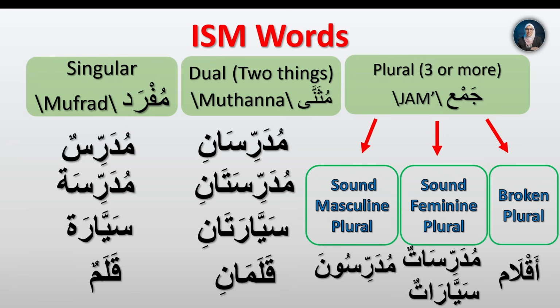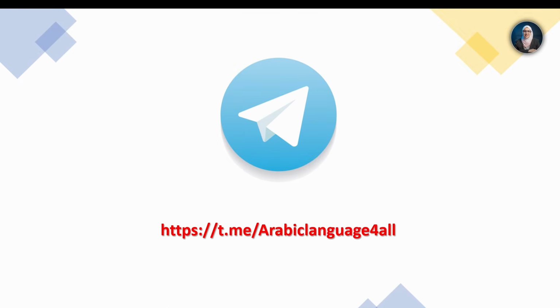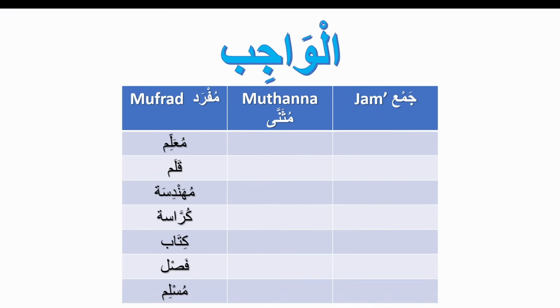And now it's exercise time, or الواجب. Answer الواجب and send it to our Telegram channel. The link for the channel is in the first comment below. Change the singular following words into dual and the plural. معلم, a teacher. قلم, a pen. مهندسة, a female engineer. كراسة, a notebook. كتاب, a book. فصل, a classroom. Muslim, a Muslim.